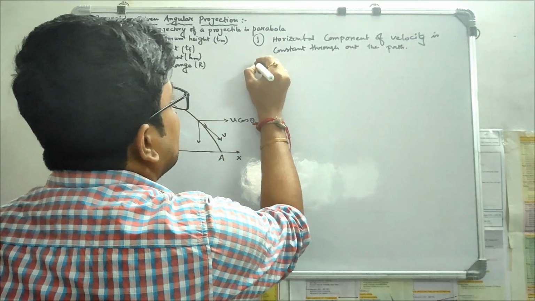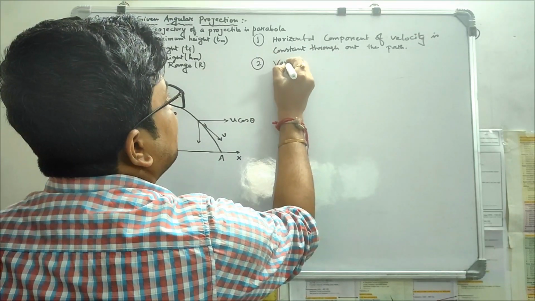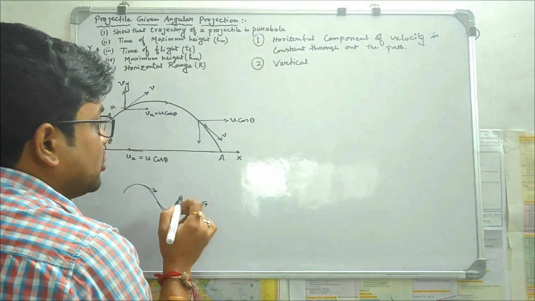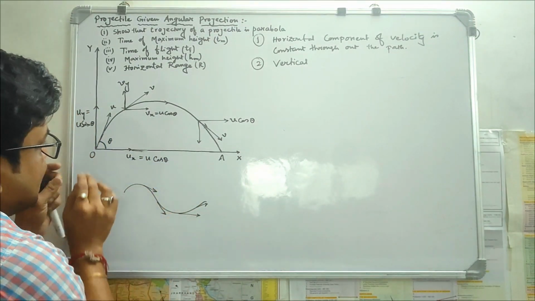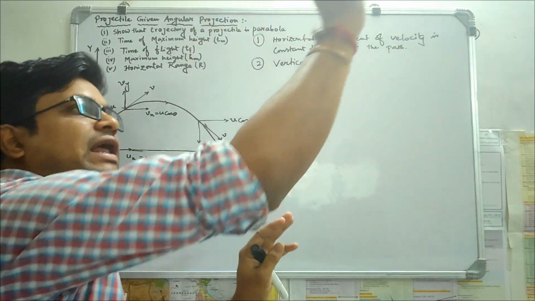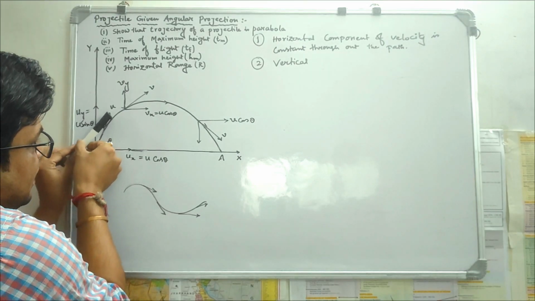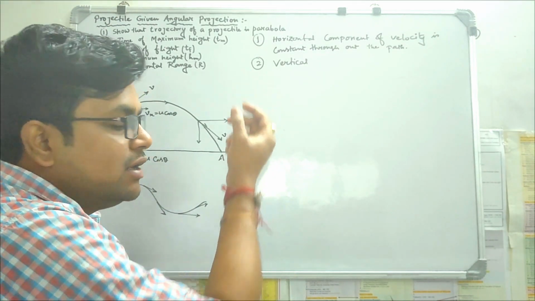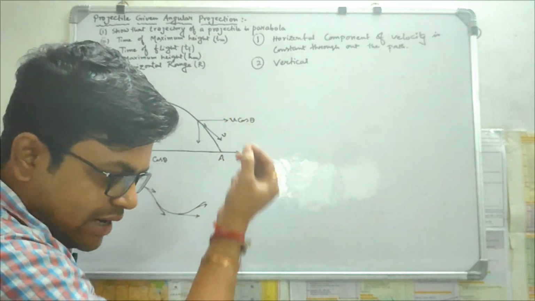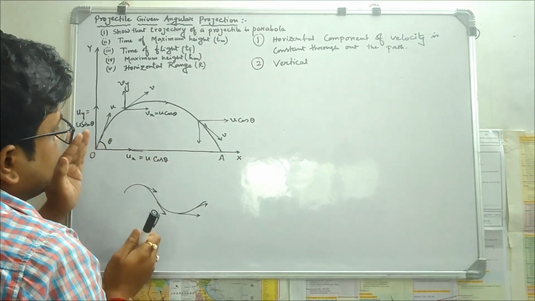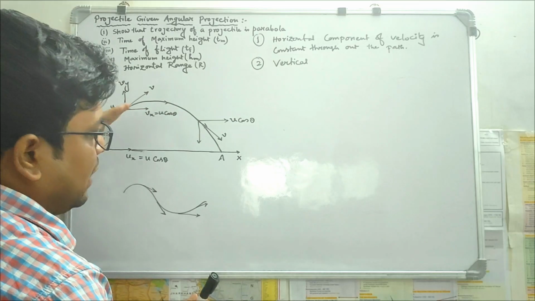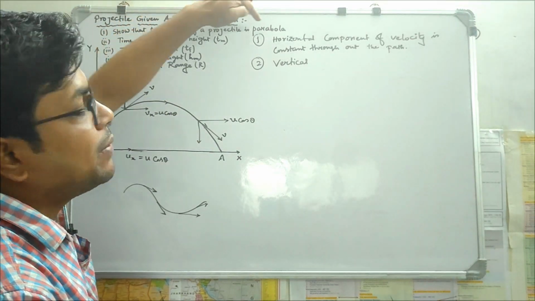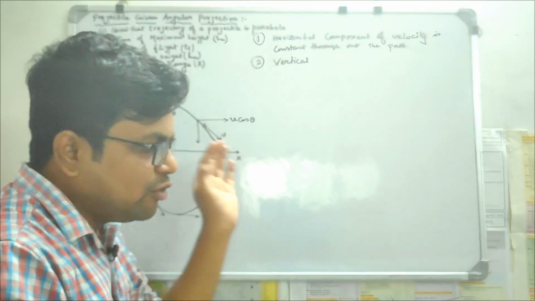The vertical components are not constant. That means the vertical component continuously changes at each and every point, because when you throw the object at an angle and it goes in this path, it comes down. Why? Because of gravity. Gravity pulls the object downward. That is the reason why the trajectory is a parabola. That I am going to show also. The first question, show that the trajectory of a projectile is a parabola. That I am going to show here.